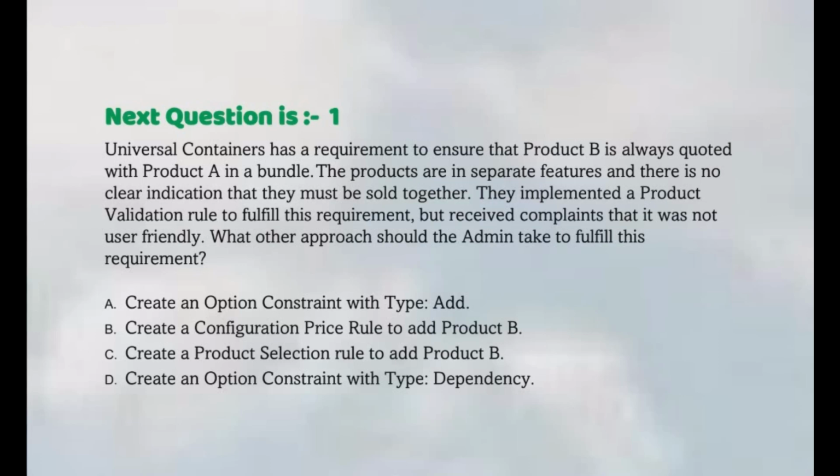Option A. Create an option constraint with type add. Option B. Create a configuration price rule to add product B. Option C. Create a product selection rule to add product B. Option D. Create an option constraint with type dependency. Correct answer is option C.